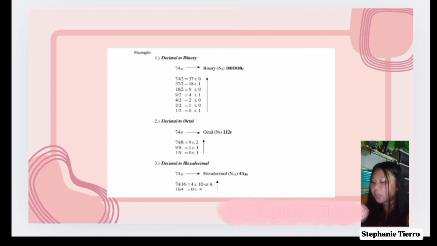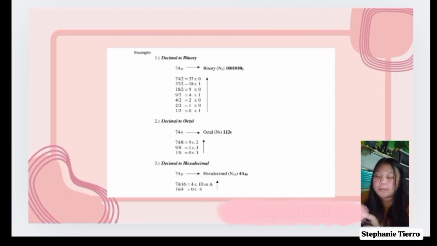Same procedure. Paano natin siya nakuha is 8 times 9 is equal to 72. And i-minus natin siya sa 74 na decimal, kaya nakuha si 2. Same procedure lang, ganun lang gagawin natin. Pagkakuha na natin, reach na natin yung 0, kukunin na natin siya pataas na kagaya nito, 1, 1, 2, base 8, kaya nakuha yung octal number.